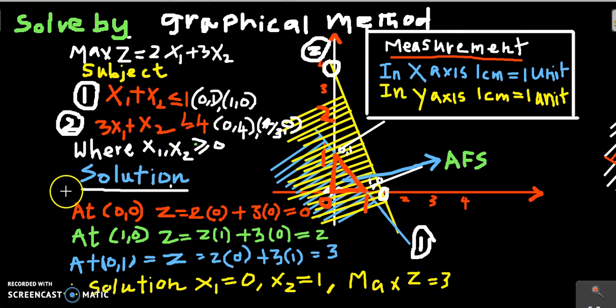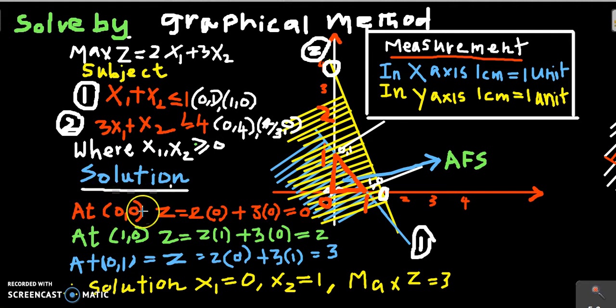So we are substituting the values: this point 0, 0, this point 1, 0, this point 0, 1, the corner points of the AFS, in the objective function z equals 2x1 plus 3x2. So the objective function we are taking is z equals 2x1 plus 3x2. In this objective function, substitute the value 0, 0.